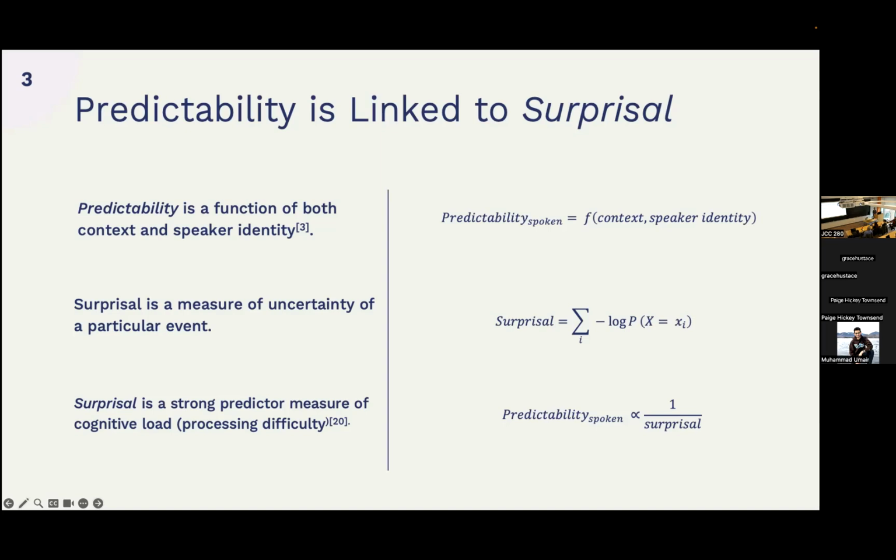So we know that predictability is a function of both context, what is being said, and who is saying it. We define surprisal as a measure of uncertainty in a particular event. It's just how surprised you are, like the natural intuition that you might have, and that's mathematically defined as the sum of the negative log probabilities. And then we know that the more predictable something is, the less surprising it is. And the more surprising something is, our brain starts to go a little haywire if it's surprised.